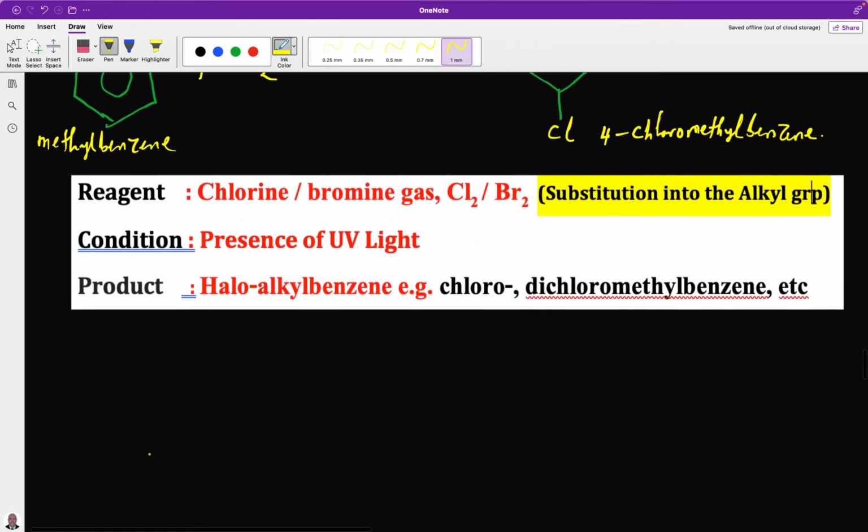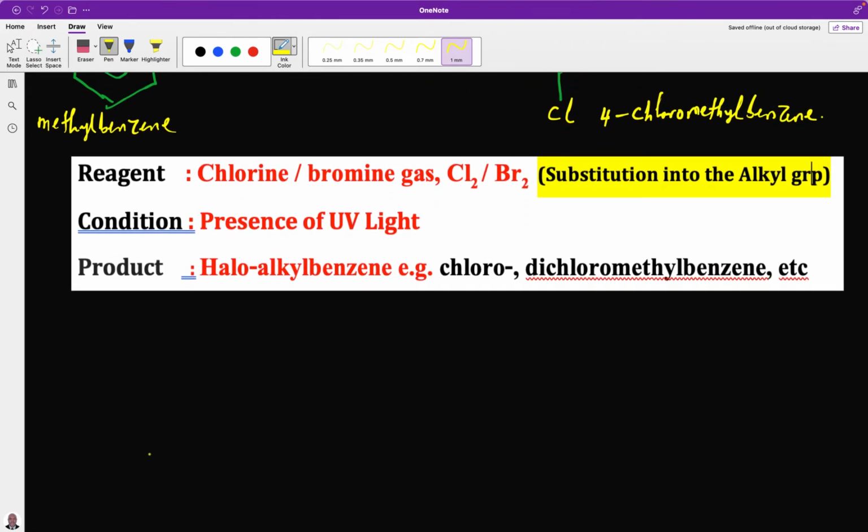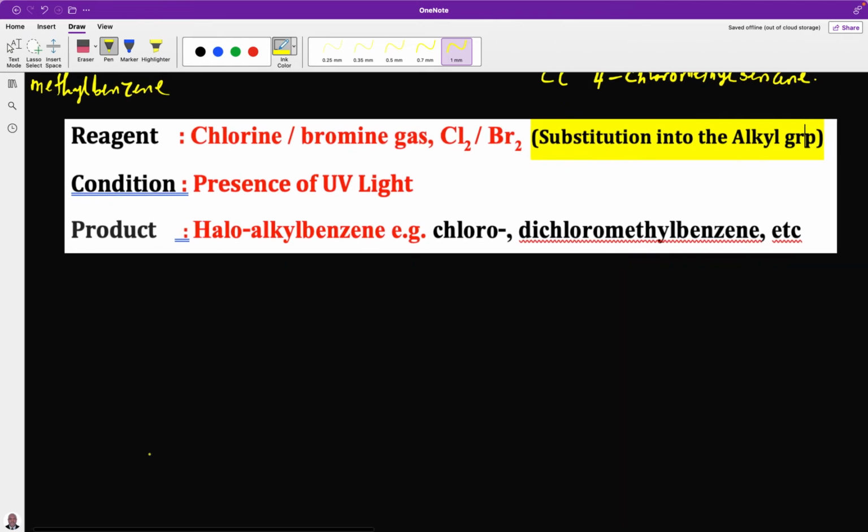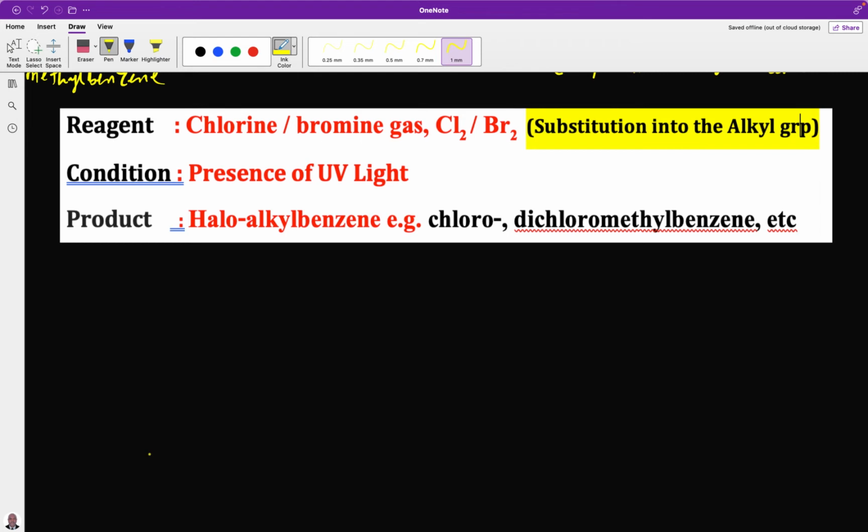We are going to use the same reagent, but the condition will change. In this case, we are going to still use chlorine or bromine, but the condition is UV light this time around. We are going to use UV light, not a halogen carrier. The UV light is going to act as our catalyst, and in that case, the substitution is not going to take place on the ring. The substitution will be taking place, but on the alkyl group.